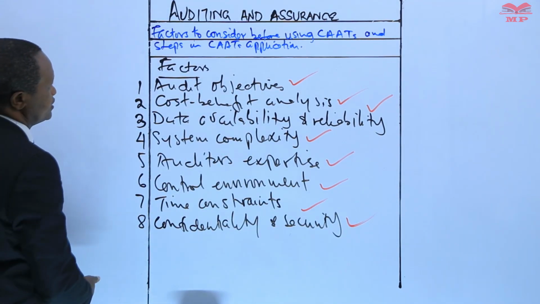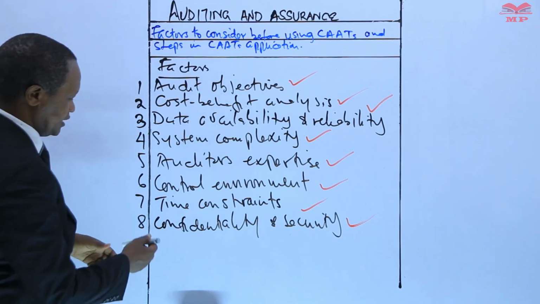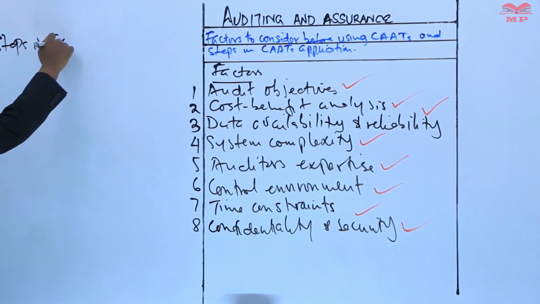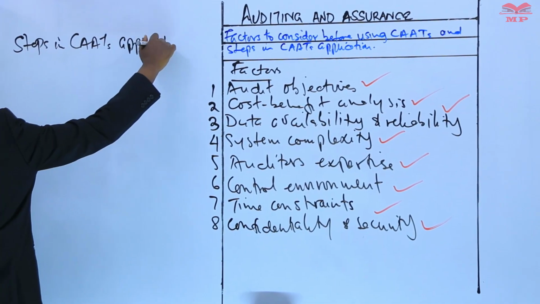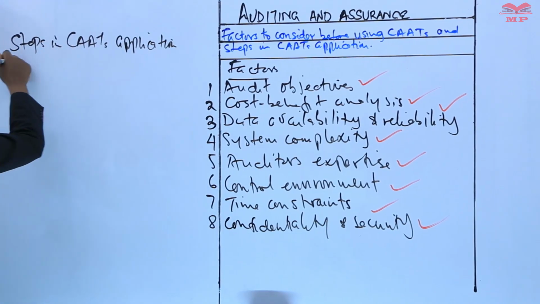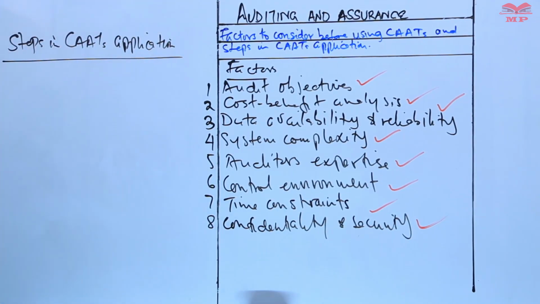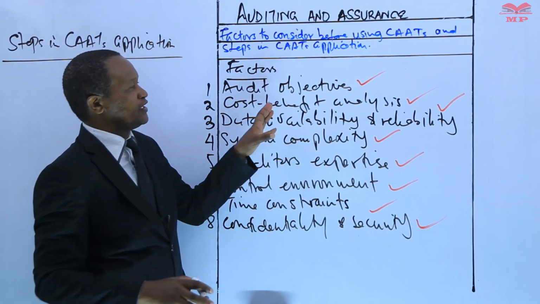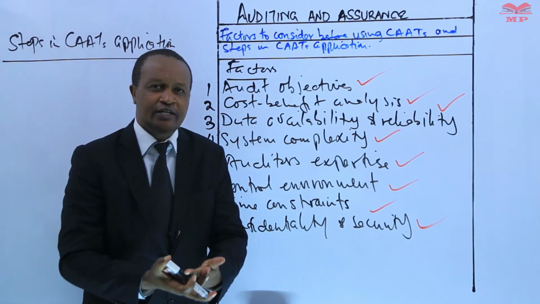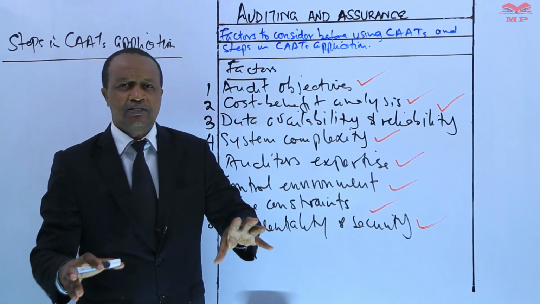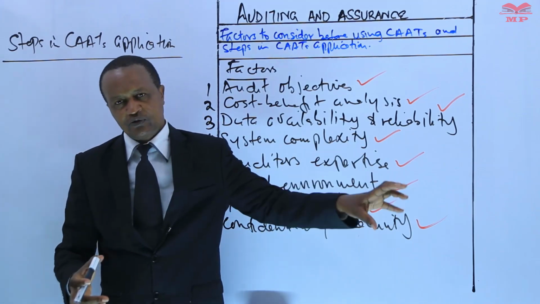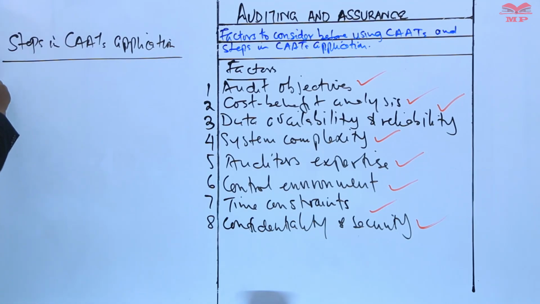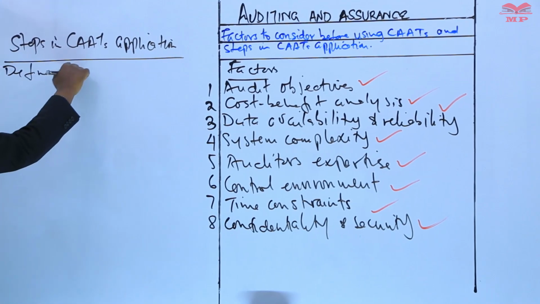Moving on to the steps in CAATS application. Now, once the decision to use CAATS has been made, based on the factors that the auditor has to consider, then there are steps that should be followed for successful implementation. And the first step is defining objectives. One, define objectives.